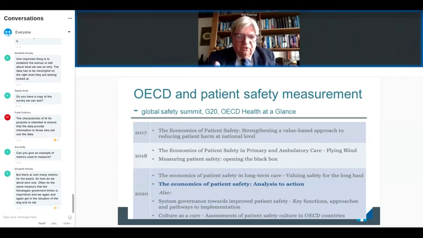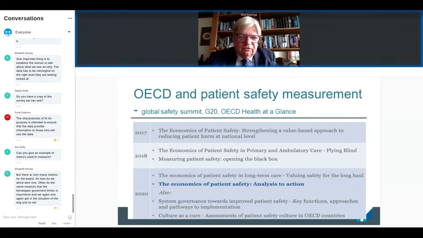So it's in these fora that the OECD tries to bring in ideas and notions about safety measurement. And it has been doing that also in its global publications, such as Health at a Glance, where for 10 years we have been publishing international comparative measures on patient safety.